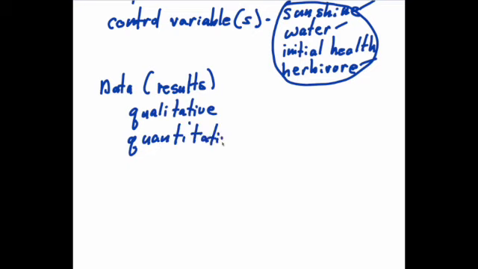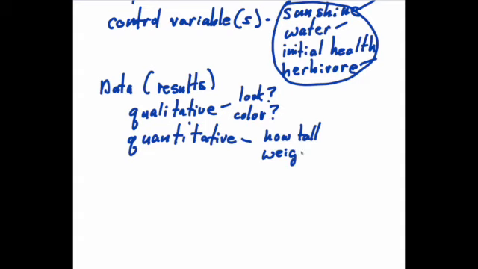Okay, so qualitative: how does the plant look? What's the color? Is it a nice healthy green color? Those are qualitative measures. Quantitative measures: how tall are they? How much mass have they accumulated? How much fruit have they given rise to?